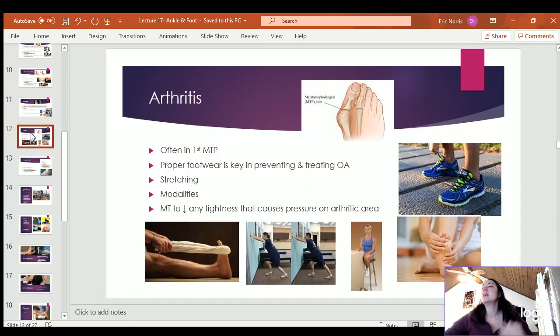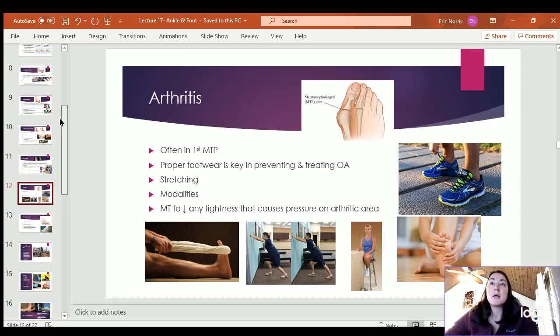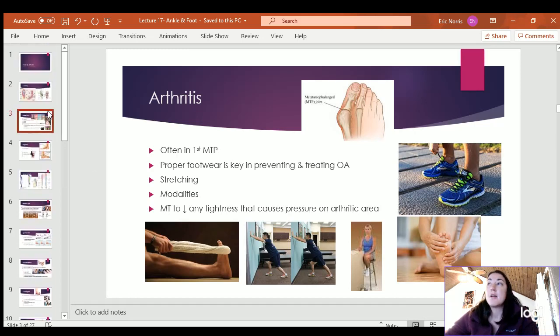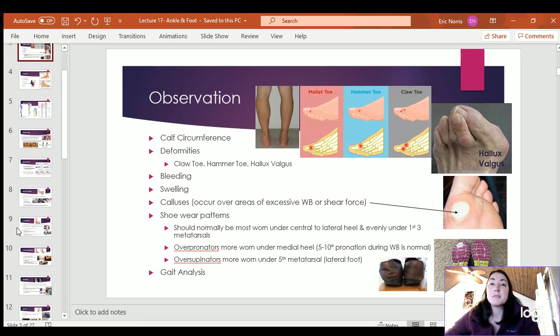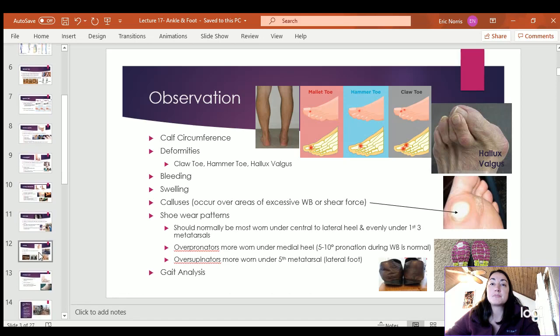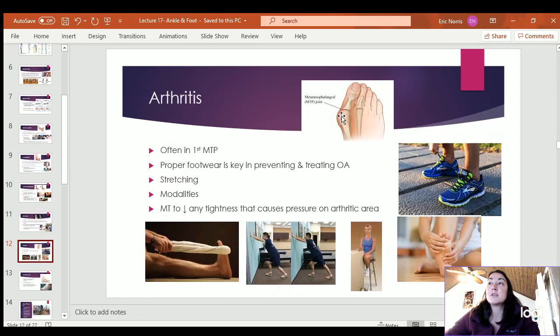Arthritis. Often arthritis will sit up in the first MTP joint, metatarsal phalangeal joint. And as we saw earlier, that can create that deformity on that first slide, the hallux valgus. That's typically from severe arthritis in that joint. So you can see how it kind of forces that sideways and pushes the toes more, or at least the great toe, more laterally.